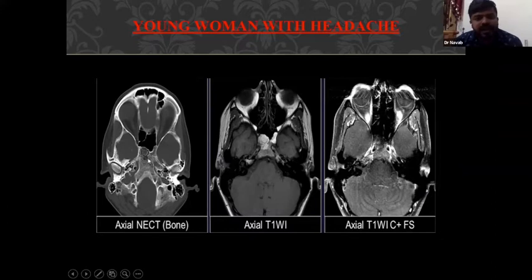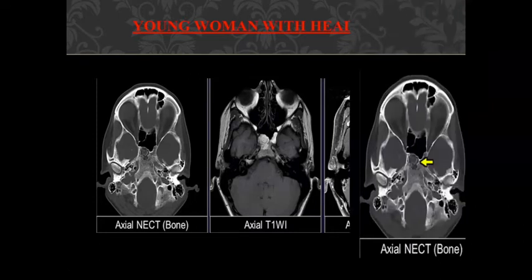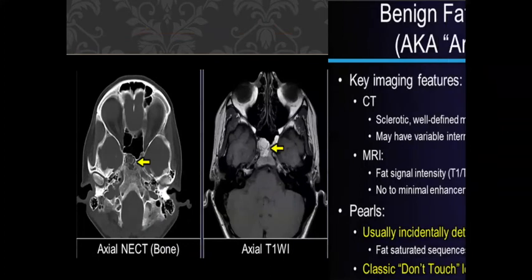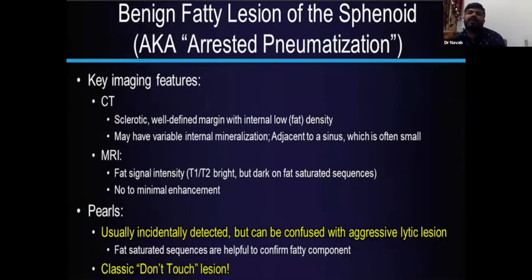There is no expansion of the bone to call it a cholesterol granuloma or something. So what is this? It's a do not touch lesion, one of the typical spot tests. This is actually a benign fatty lesion of the sphenoid, also called arrested pneumatization. This is a classic don't touch lesion. How to differentiate from a cholesteatoma? There would be some expansion and lytic area, which won't be there. Here there is some sclerotic area with some low internal fat density.